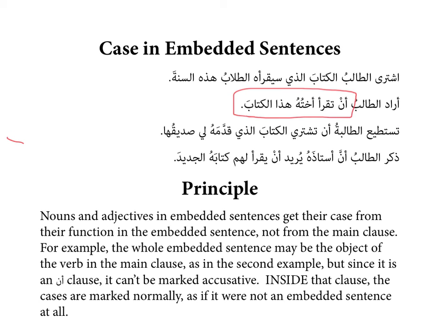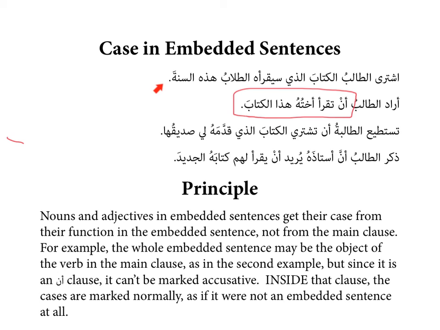But there's no way to mark an object of the verb on an. And then inside the embedded sentence, you have a verb and a subject and an object. And the subject is just nominative because it's the subject of the verb. The object is an object. And it doesn't really have anything to do with what's going on in the main sentence up here. It has to do with what's going on inside the embedded sentence. We'll look at the first sentence, which is similar.